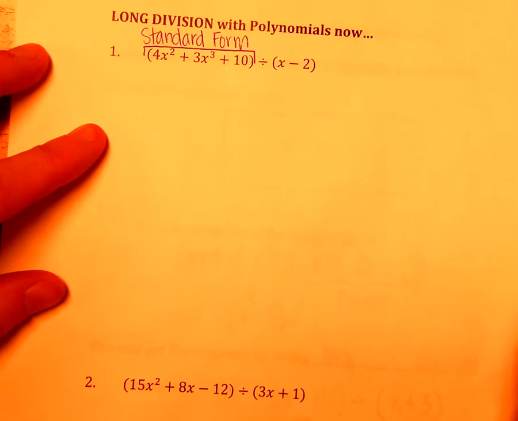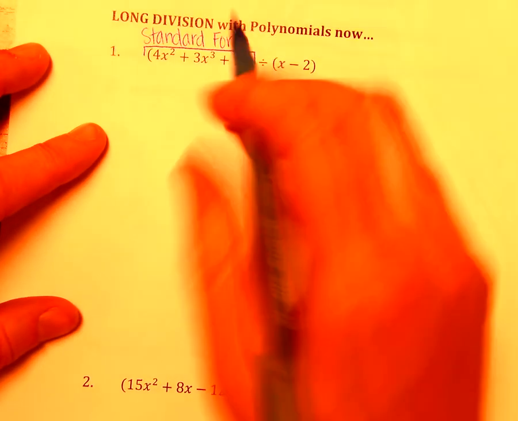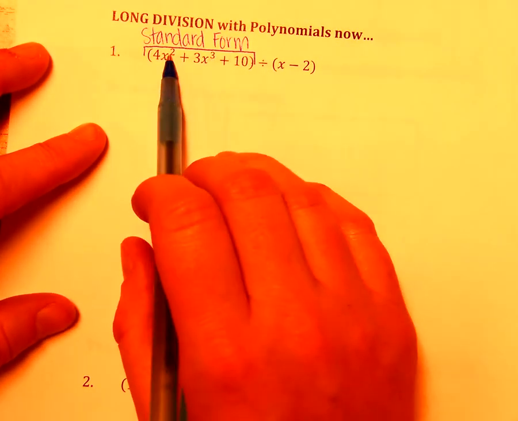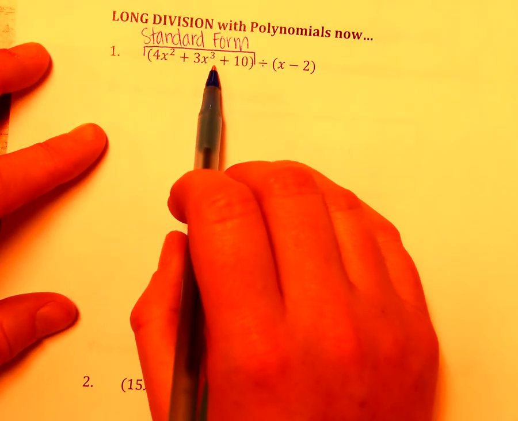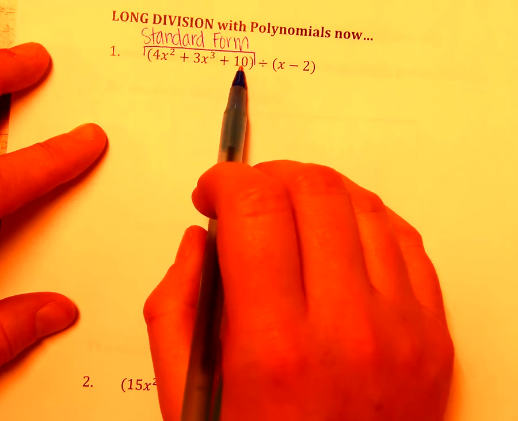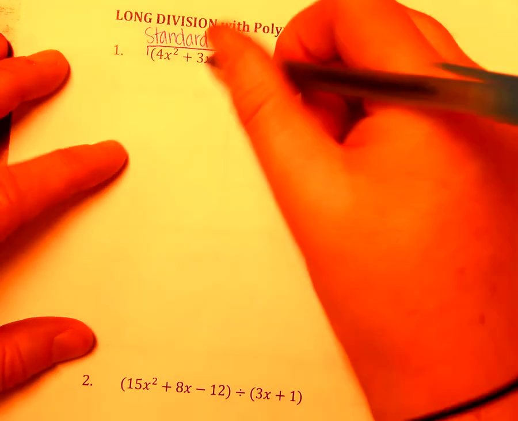So I'm going to write that in standard form. And then I also have some missing pieces. I have a cubed piece. I have a squared piece. I don't have any x's. And then I do have like a plain number. So here's how I'm going to write this in.